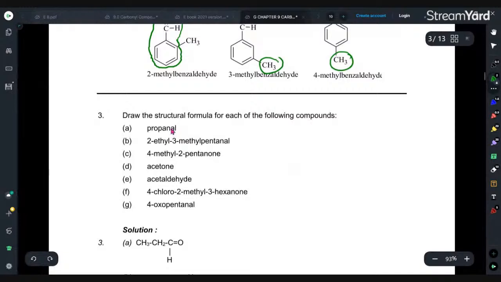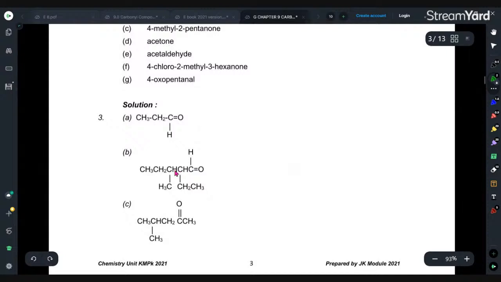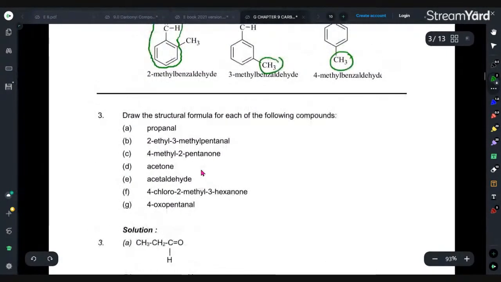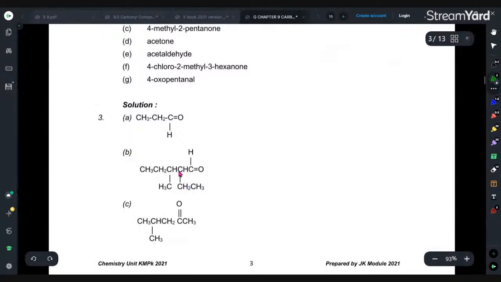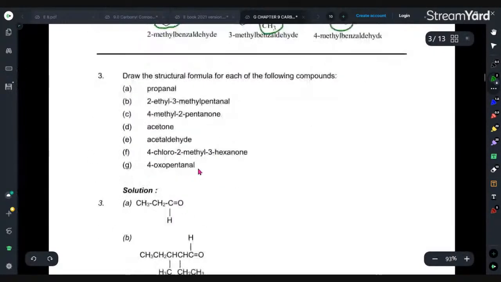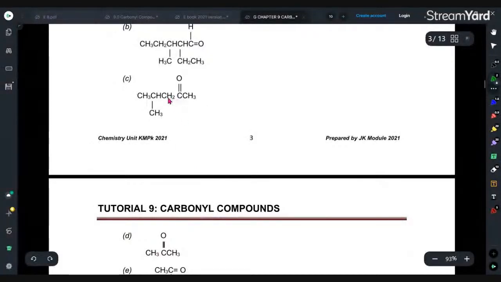I think should be no problem. Propane, no problem, just a straight chain compound 1, 2, 3. Pentane, 5 carbon, 1, 2, 3, 4, 5, and then with 3-methyl, 2-ethyl. So this is 2-ethyl, 3-methyl. For C, pentanol position number 2. 1, 2, 3, 4, 5. Position number 2, pentanol, and then at position number 4 there is a methyl group.